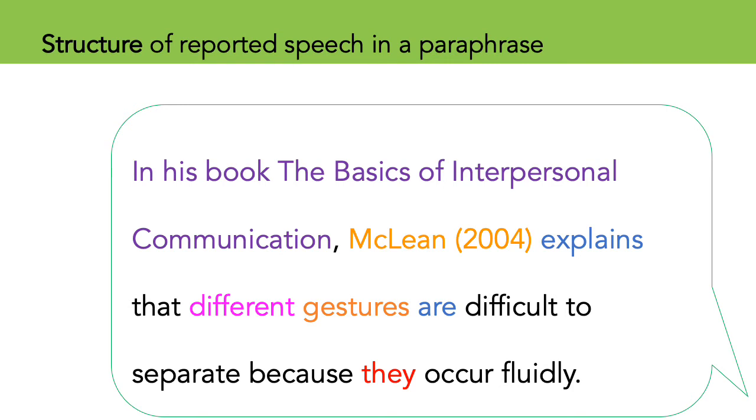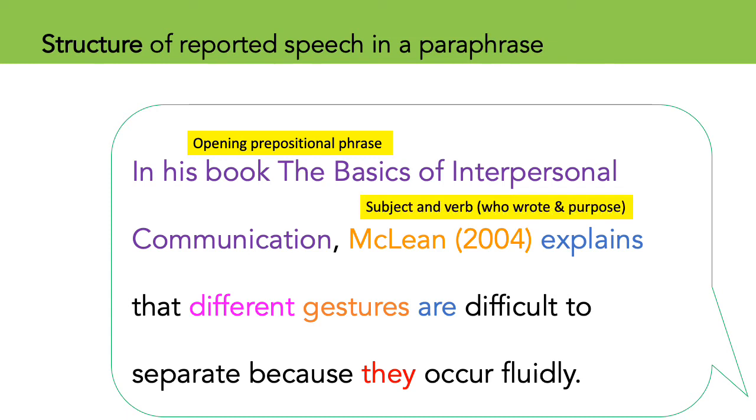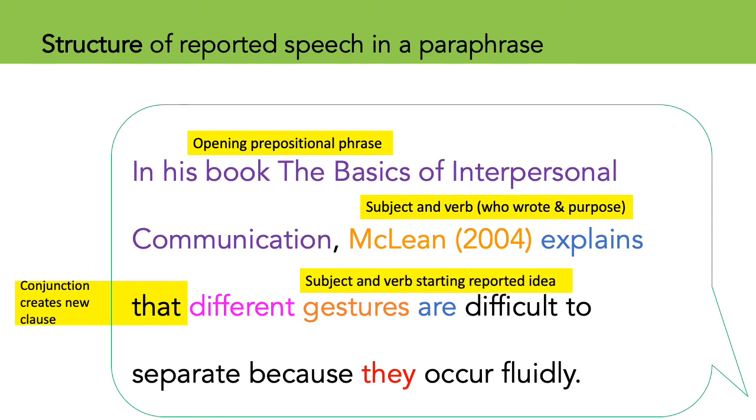Now let's analyze the grammatical structure of reported speech in this paraphrase example. The opening title is in a prepositional phrase: in his book, The Basics of Interpersonal Communication. This creates a lead-in to the author last name and year, which is an APA citation and forms the subject of the sentence. The verb choice should clarify the author purpose, whether that be to explain, illustrate, or argue. Often, the paraphrase of information from the source is in a dependent clause starting with that. Usually what follows has a subject and a verb and could be a complete sentence, but it's been made into a dependent clause.